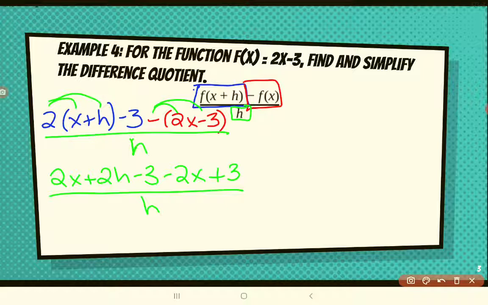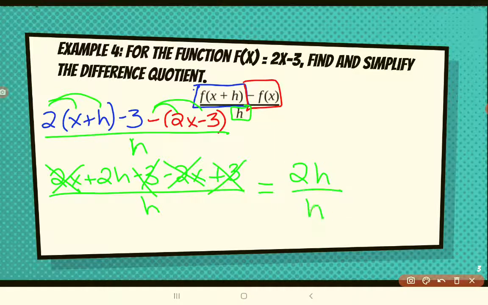Well, now look what happens. The 2x and the negative 2x cancel each other out. The negative 3 and the positive 3 cancel each other out. And so all that you're left with is 2h over h. What happens to those h's? They also cancel each other out.